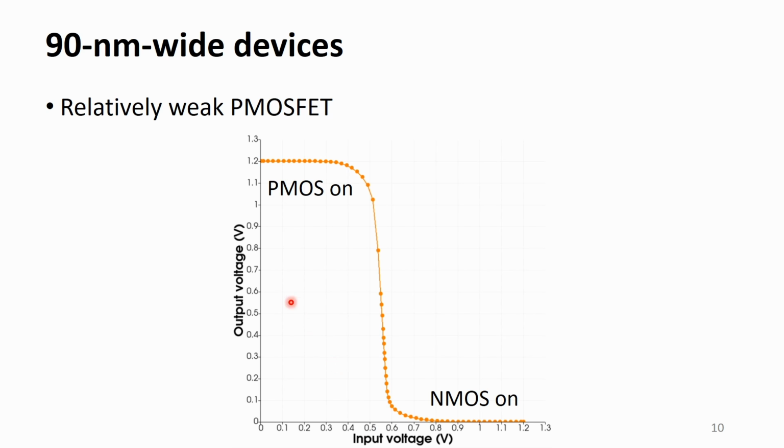Now we consider a case where two MOSFETs have the same width, 90 nanometer. This is the voltage transfer curve. The dots represent the points where we have solutions. We know that the PMOSFET is slightly weaker, therefore the voltage transfer curve is slightly shifted from its perfectly balanced one. How can we quantify the shift?